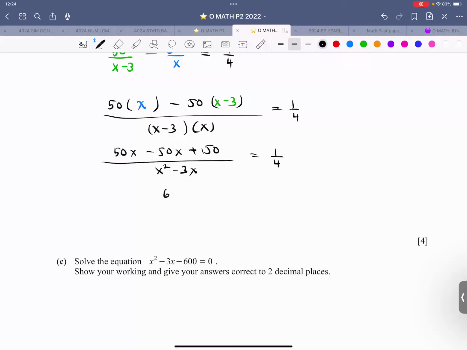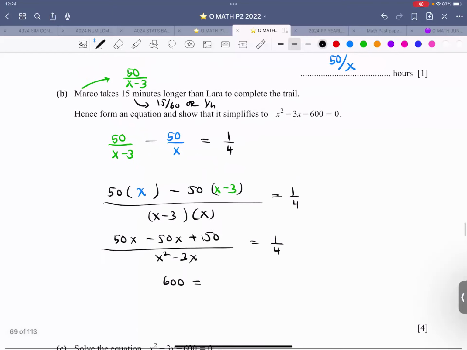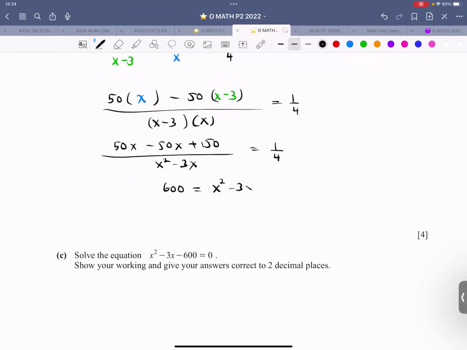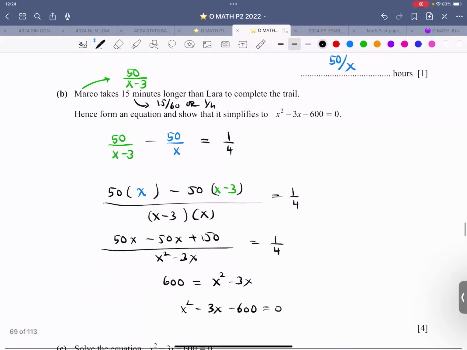So 4 into 150, that is 600. And there is a 600, that is x squared minus 3x. Therefore, x squared minus 3x minus 600 equals 0. That is what's given.